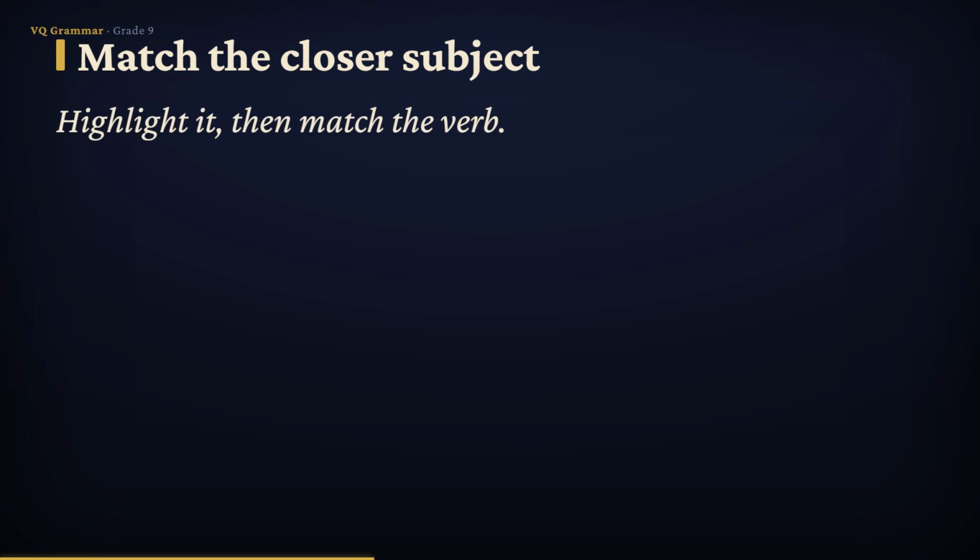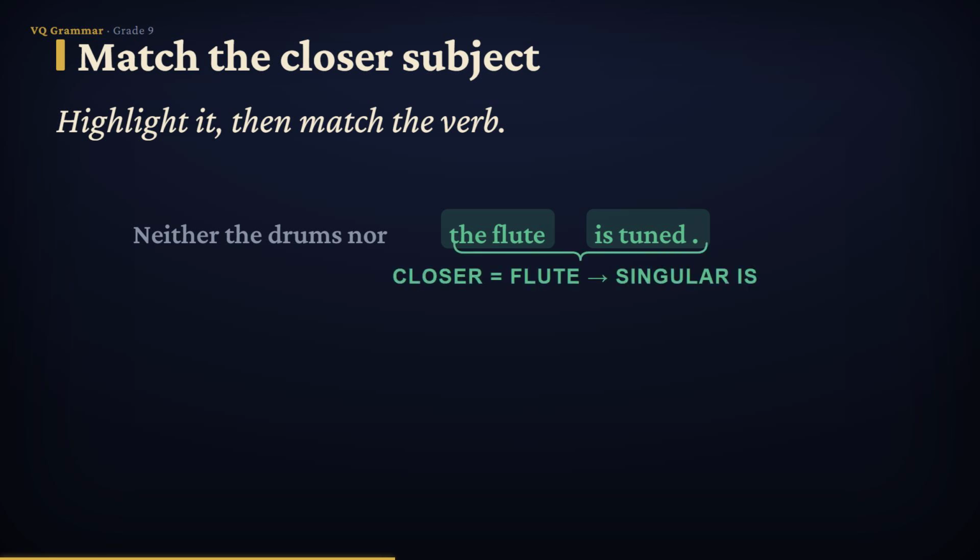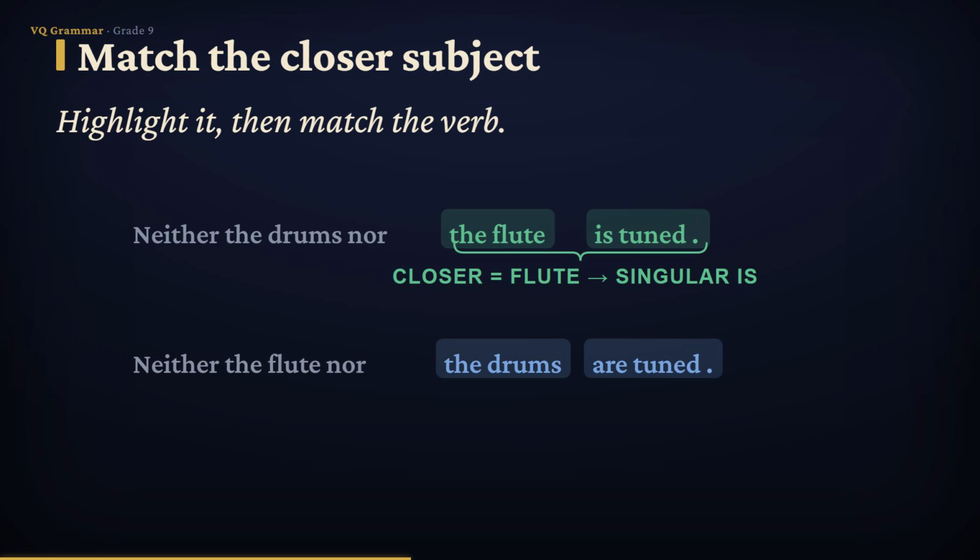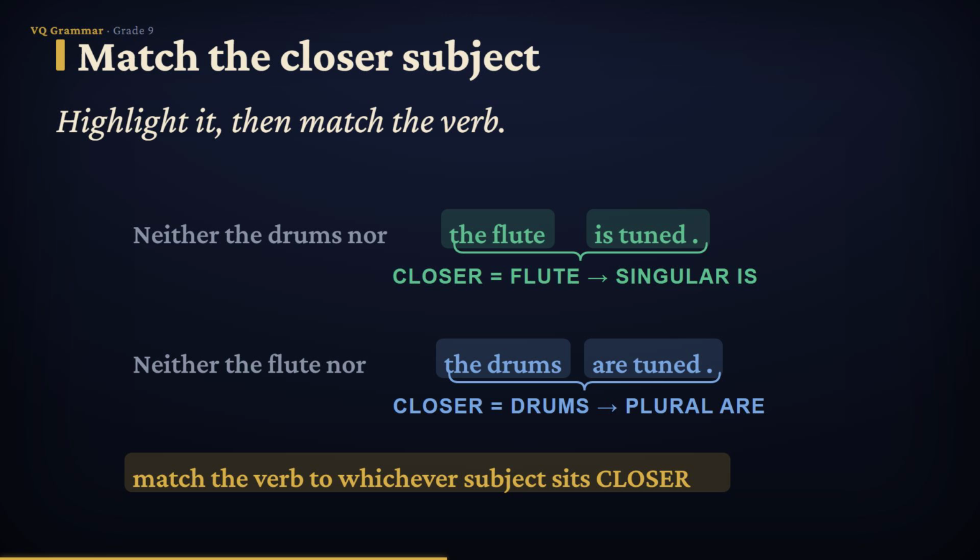Let me show you that closer rule as a picture, because it's easy to see once you spot the nearest subject. Neither the drums nor the flute is tuned. The subject nearest the verb is flute, just one, so the verb is singular, is tuned. Now, watch me flip the two subjects around. Neither the flute nor the drums are tuned. This time, the nearest subject is drums, which is plural, so the verb becomes are tuned. The instruments never changed, only which one sits closest to the verb changed. So always match the verb to whichever subject sits closer to it.